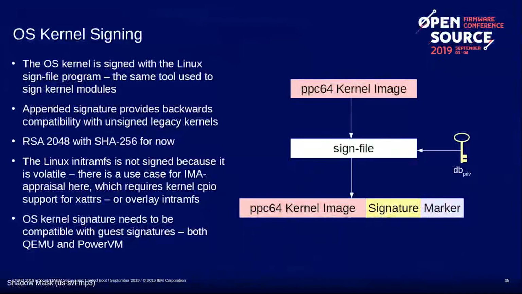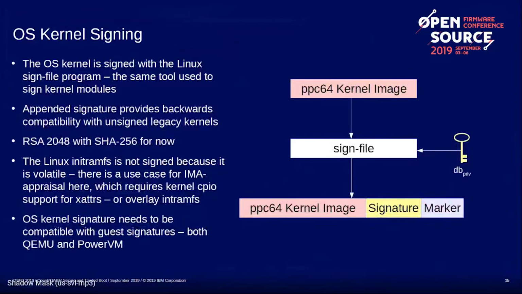We're signing the kernel with the sign file utility that is used to sign kernel modules. We're not using the PECOF format that Intel, Microsoft use. And by appending the signature to the end of the kernel image, we're able to provide backward compatibility. So that's kind of cool. We're just using SHA-256 with RSA 2048 signatures right now, just as they're doing for PECOF.